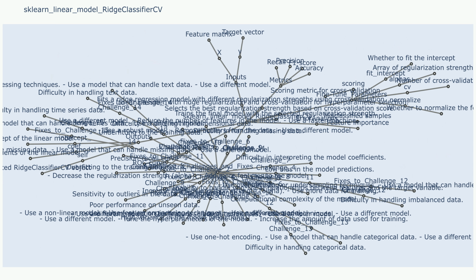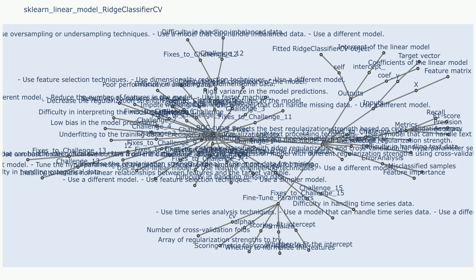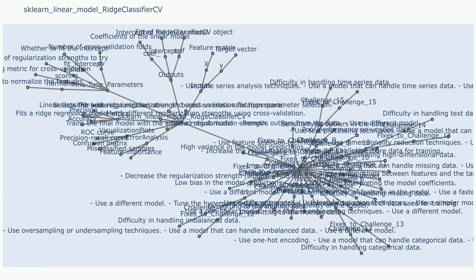Challenge 2: high dimensionality can lead to poor performance if the number of features is significantly larger than the number of data points. Sample use case that resulted in challenge 2: a dataset with thousands of features and only a few hundred data points. Fixes to challenge 2: feature selection techniques can be used to identify the most relevant features before training the ridge model. Dimensionality reduction techniques like principal component analysis (PCA) can be applied to reduce the number of features.